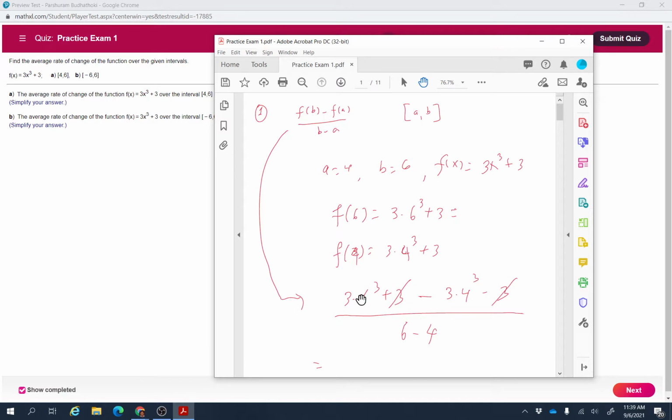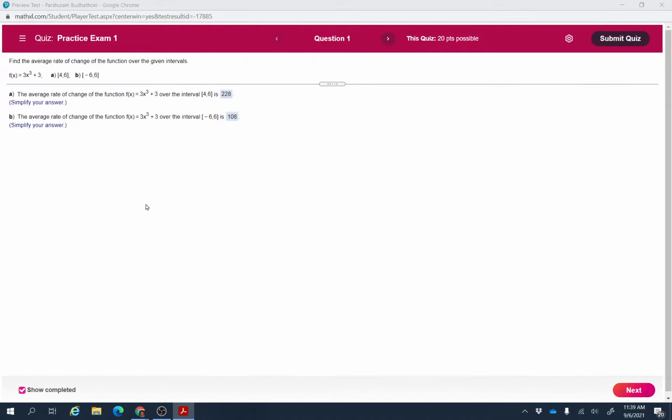So if you calculate the value on the top and divide by 6 minus 4, that will be 228. So the main thing you need to understand for this kind of problem, the average rate of change, is this formula, f of b minus f of a over b minus a. Okay, that's the first part. You can do the very same thing for the second part, skip it.